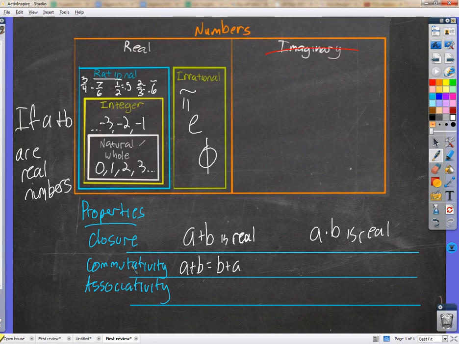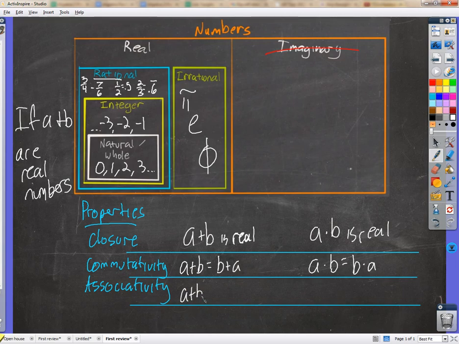Do you see why that might be a useful root word to have in this property? Because what happens with A and B? They move. They actually switch places. They commute. Okay? And of course, multiplication is commutative as well.